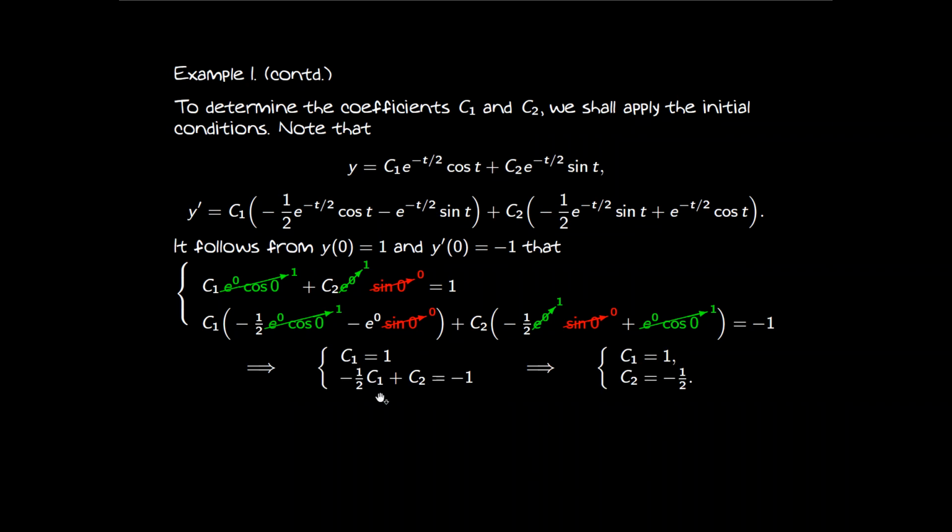And easily you can see that C1 is already 1, right? And we plug the value into the second equation, and you can get C2 is going to be -1/2. So finally, we can plug C1 and C2 into the general solution, and then we can get the particular solution for the initial value problem.